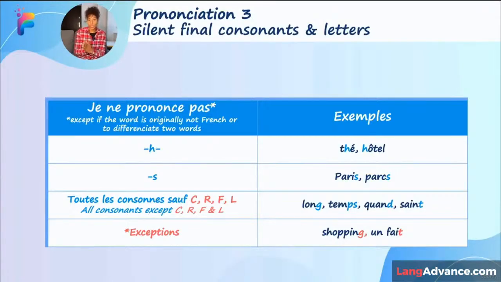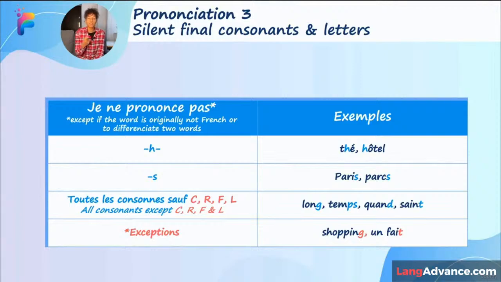Hôtel. Now, the S at the end of any word is silent. Par exemple, Paris or parc. All the consonants are supposed to be silent apart from the following ones. C, R, F, and L are usually pronounced. And there are some exceptions. If you think about the C, for example, when you have the word blanc, which is white, we don't pronounce the C. Blanc.